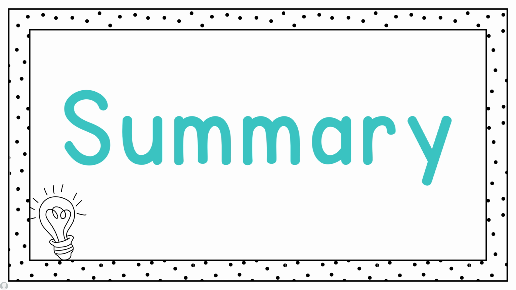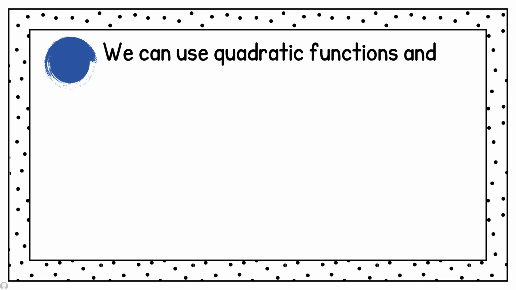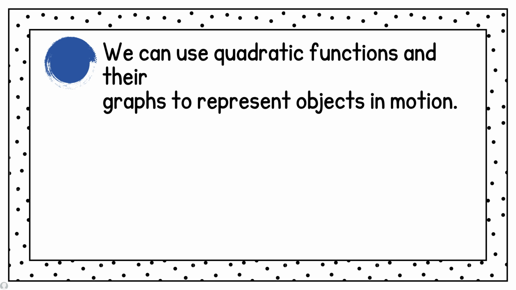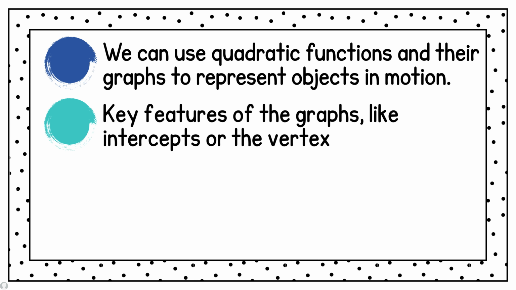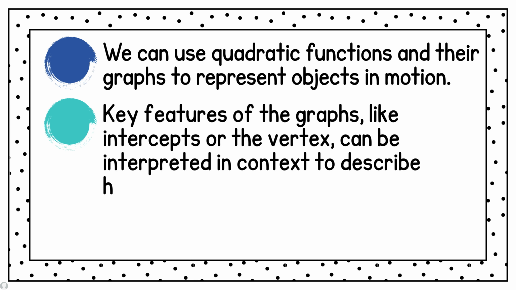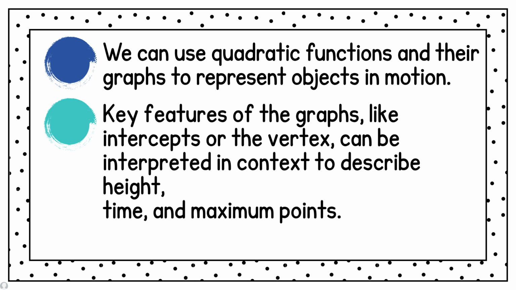Now let's summarize what we've learned. We can use quadratic functions and their graphs to represent objects in motion. Key features of the graphs, like intercepts or the vertex, can be interpreted in context to describe height, time, and maximum points.